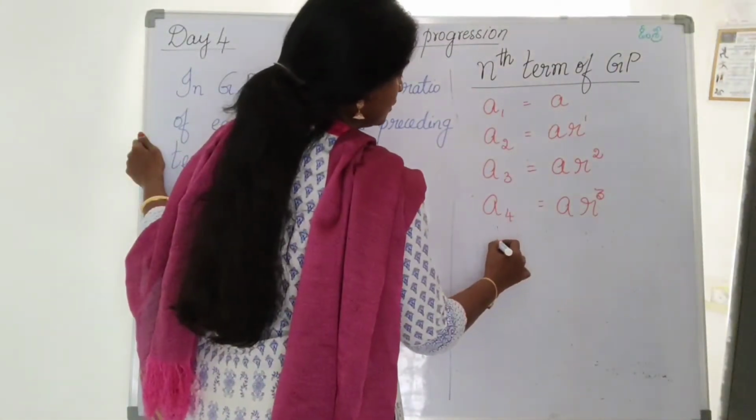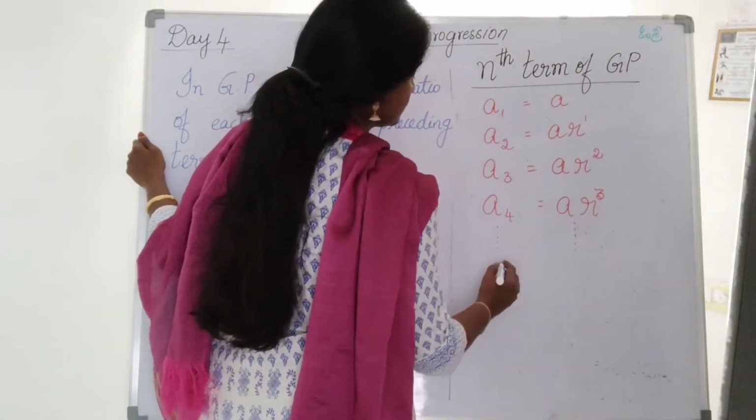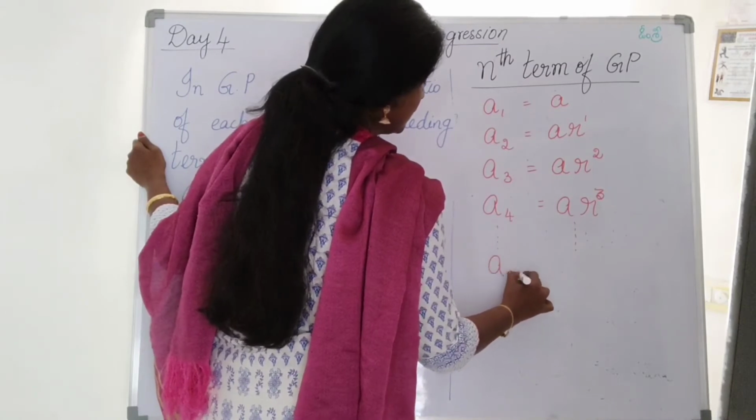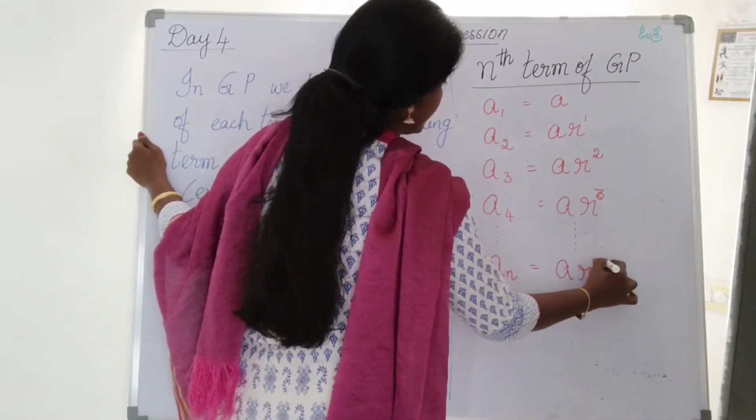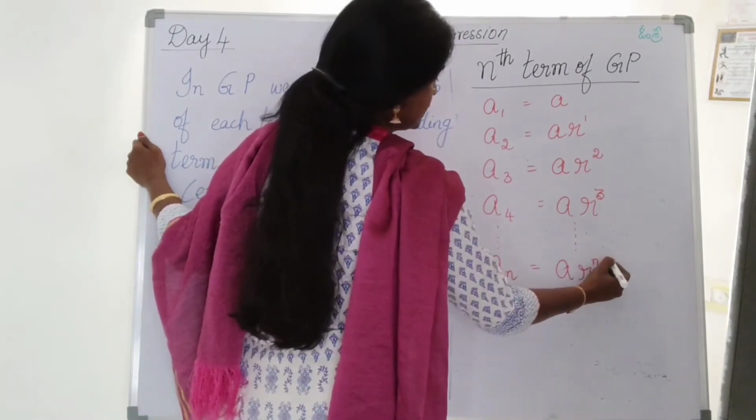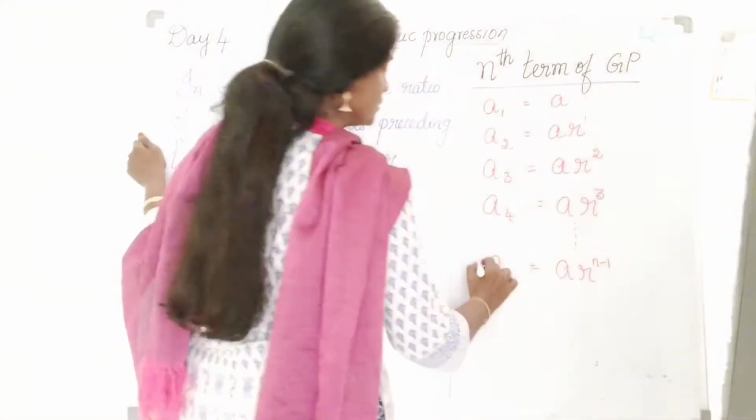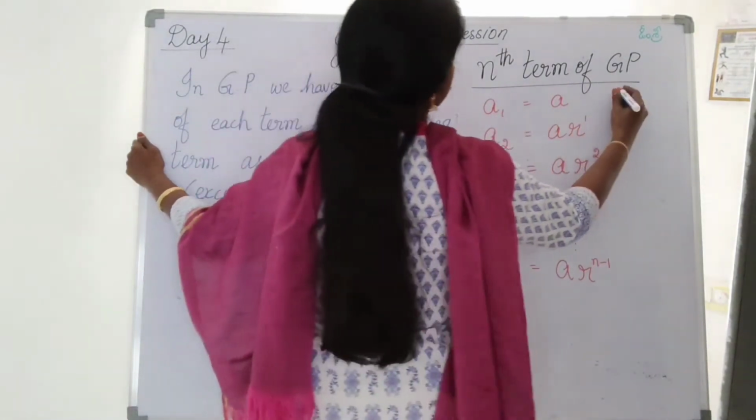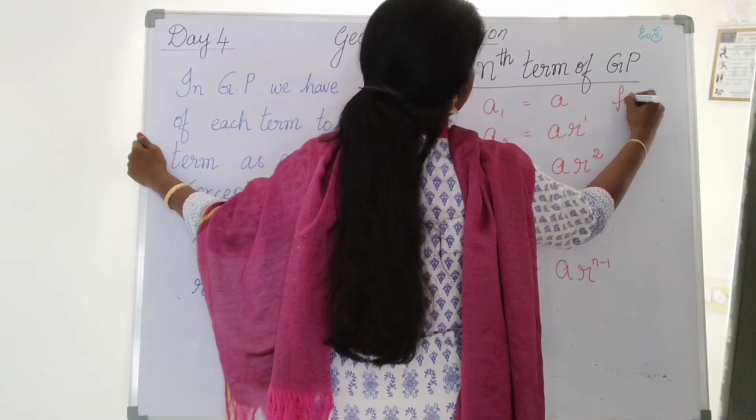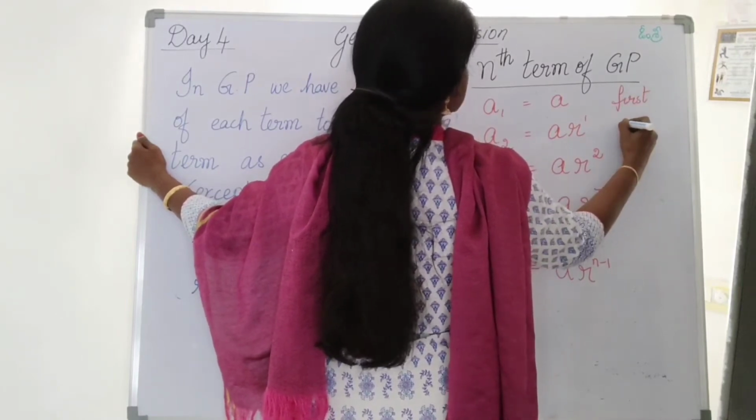So this way, when you observe this, you can generalize it as A N is equal to A into R to the power of N minus 1, that is, 1 less than N. So if A1 is the first term, I am writing here, this is the first term and this is the second term.